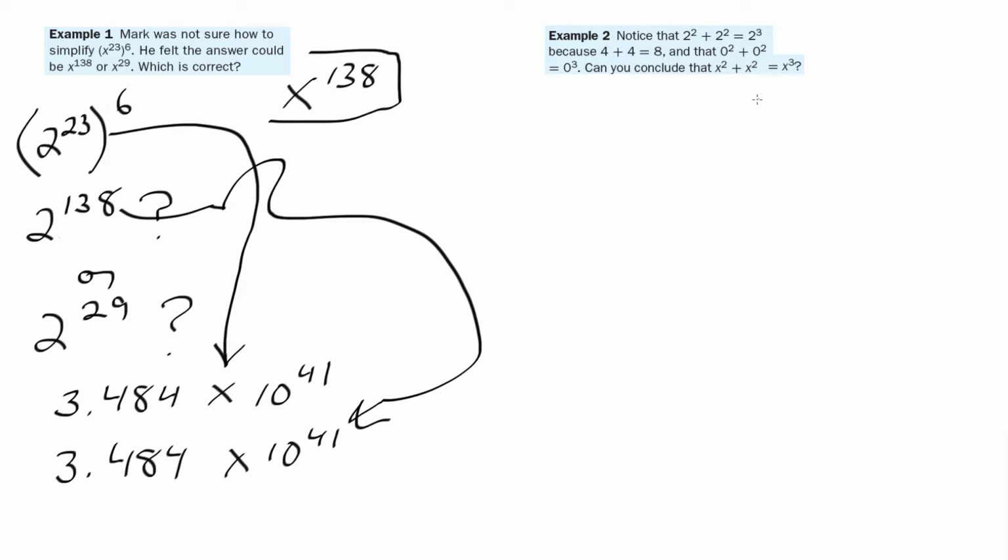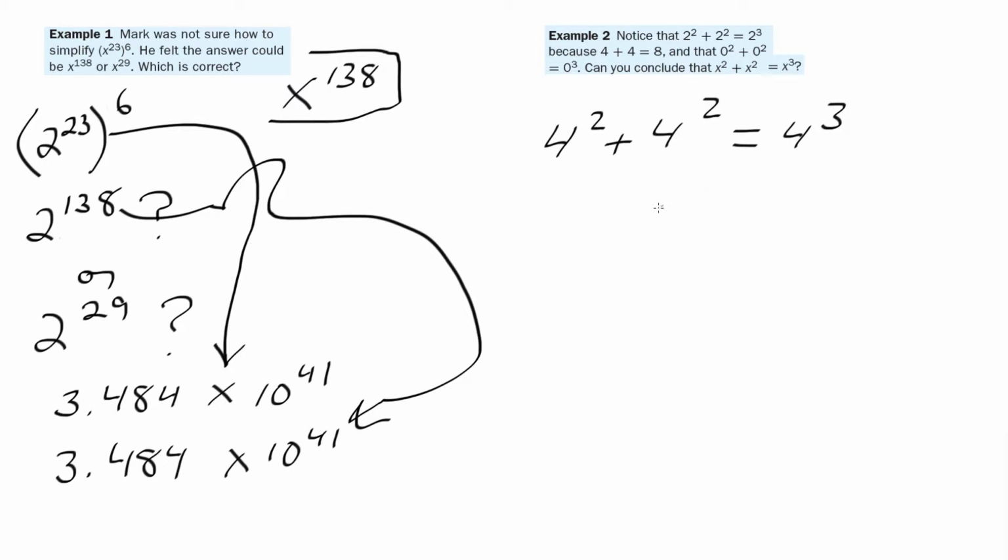Well, if you were to do this, what you want to do is to check another special case. You've got one case here, you've got another one with zeros, which is always a little suspect. So let's just try another number. How about if we go with 4? We've got 4 squared plus 4 squared, and does that equal 4 cubed?